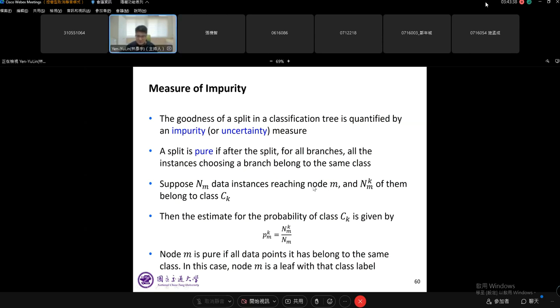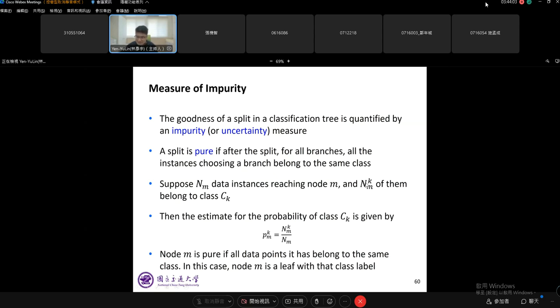We focus on one particular internal node, M. We use M to denote this node. And N_m is the number of data points reaching this node. Please remember the meaning of N_m. It is the number of data points reaching node M.